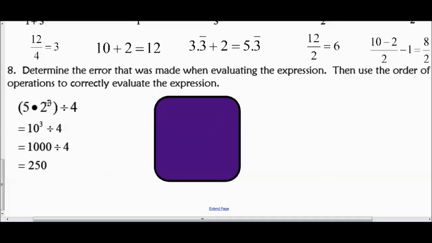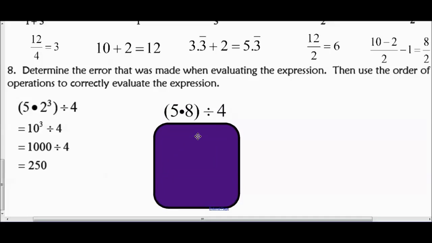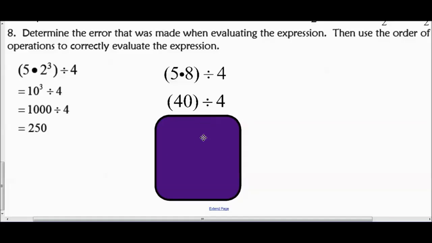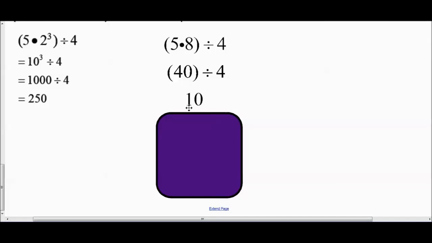We really want to do the exponent first. We want to do 2 to the 3rd power to give us 8. Then we can multiply. That would give us 40. And we divide by 4 as our last step. That would give us a final answer of 10.